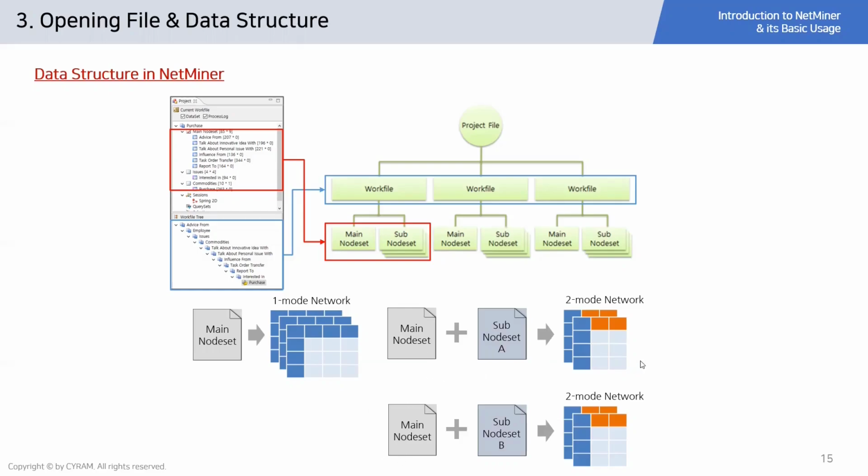Multiple types of such two-mode networks can exist, as there can be multiple subnode sets. By changing the subnode set, various two-mode networks can exist. It is important to remember that while there can also be various one-mode networks, which is a network built within the same node set, it has the characteristic that the node set does not change.